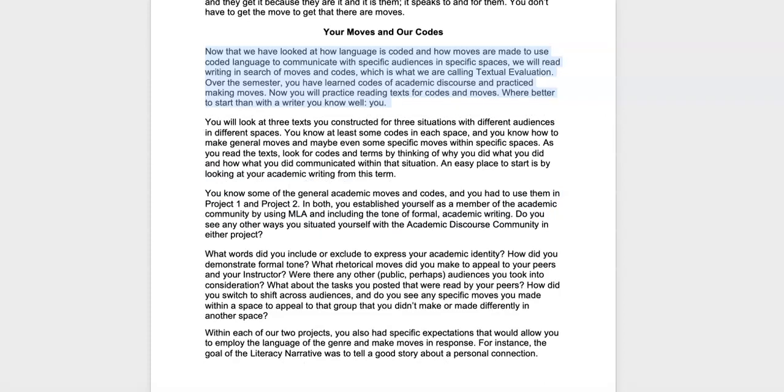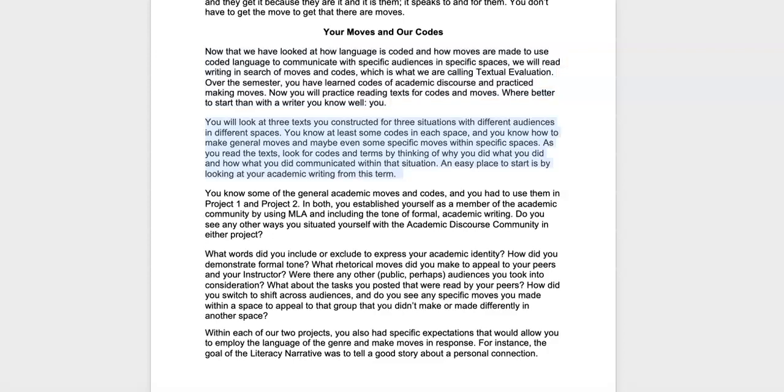Now that we have looked at how language is coded and how moves are made to use coded language to communicate with specific audiences in specific spaces, we will read writing in search of moves and codes, which is what we are calling textual evaluation. Over the semester, you have learned codes of academic discourse and practiced making moves. Now you will practice reading texts for codes and moves. Where better to start than with a writer you know well: you.